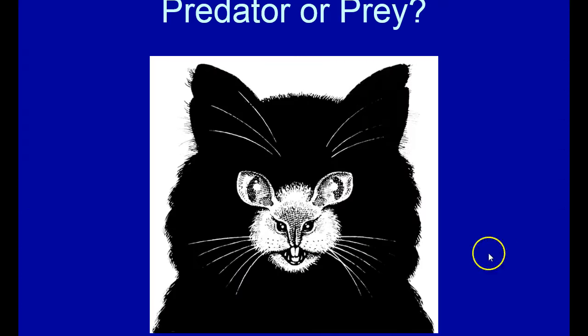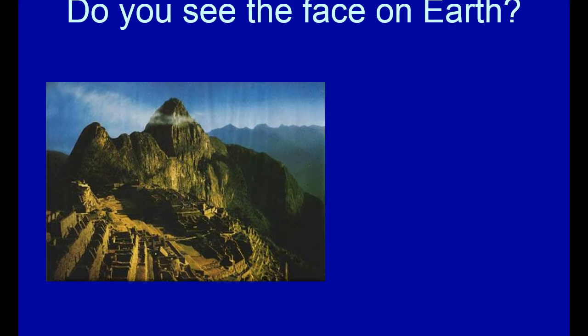All right, predator or prey. So hopefully you should see the overall picture is a kitty cat. Here's the kitty cat's eyes and its nose and its mouth, but inside of it's a rat. So here's a little rat's eyes, rat ears, and its rat mouth. Pretty cool.